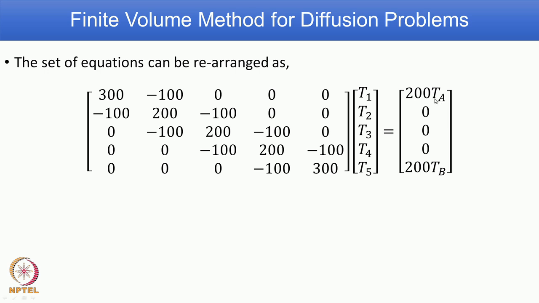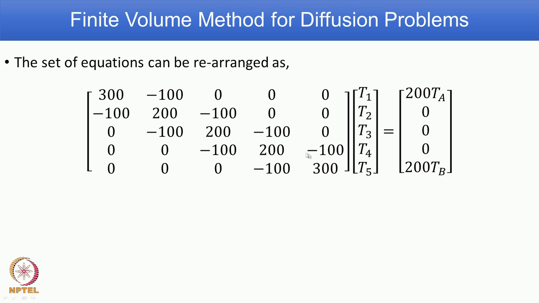In this case, for example, temperature at A is coming from the boundary condition, and temperature at B is coming from the boundary condition, hence it is a known value. If you look at this matrix structure, you observe along the diagonal the values are 300, 200, 200, 200, 300.